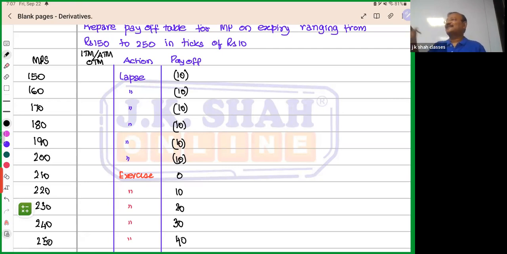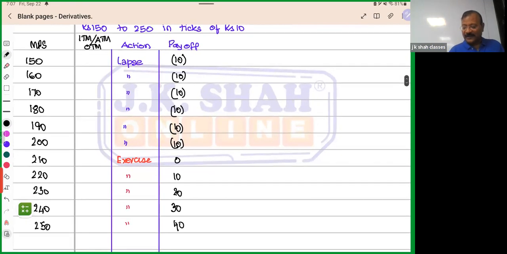But if he exercises it and he makes a loss, then it is out of the money. And where he is indifferent, whether he exercises or does not, the profit or loss is the same, then it is at the money. In the money, profitable. Out of the money, loss making. At the money, indifferent. Now, in all these places where you have taken the action as lapse, that means this option is out of the money for the buyer.